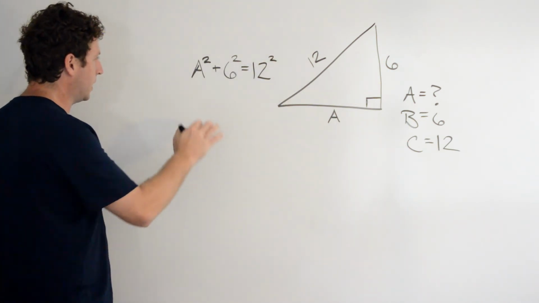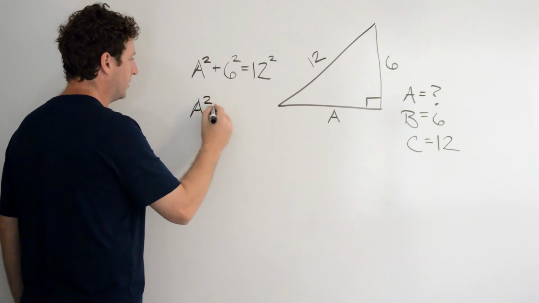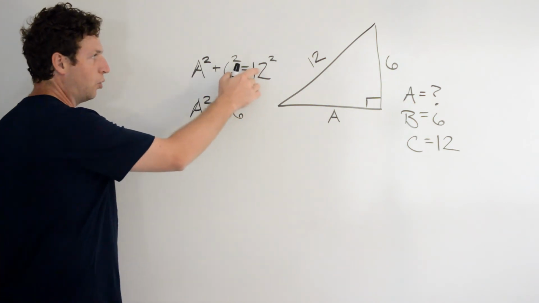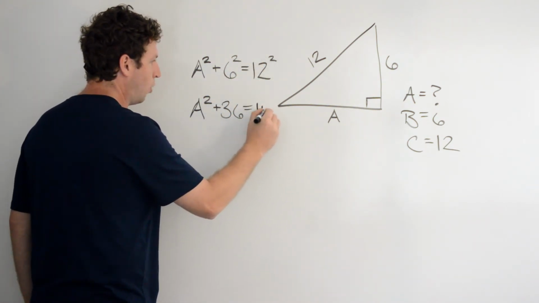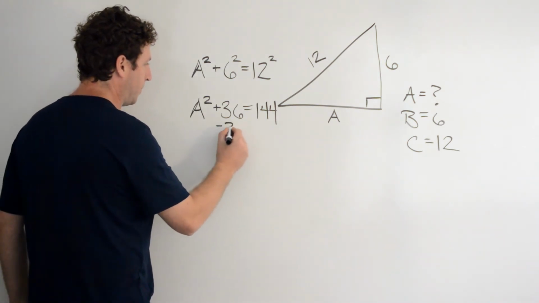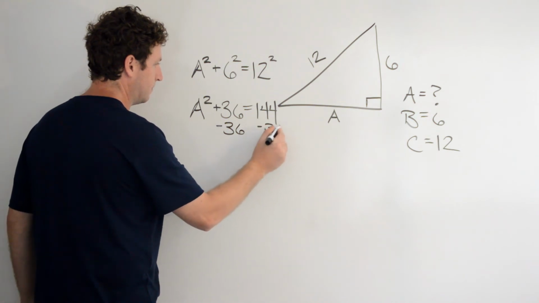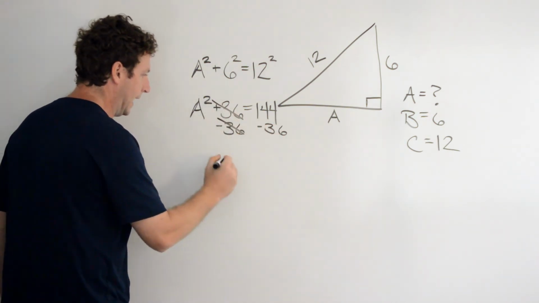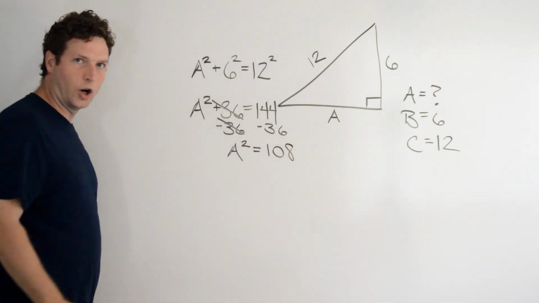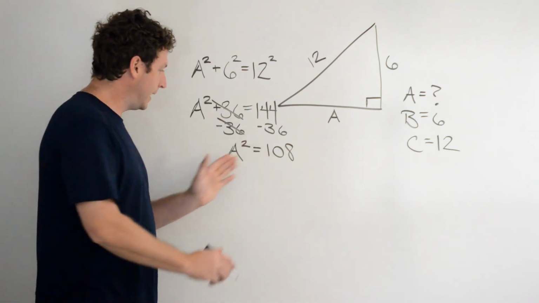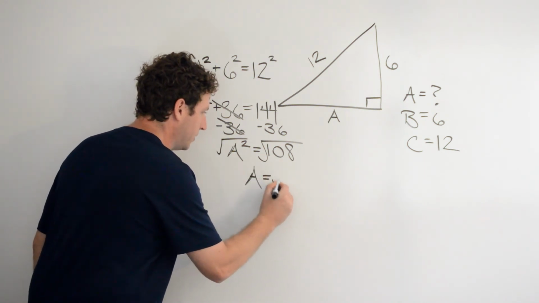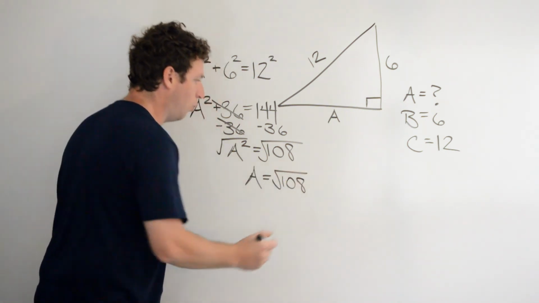So I'm going to go ahead and calculate this out. I'm going to bring down my A squared. 6 squared, 6 times 6 is 36, and 12 times 12 is 144. Alrighty, so now I need to subtract 36 from both sides. And A squared equals 108. Now, I'm going to take the square root and find that A equals the square root of 108.